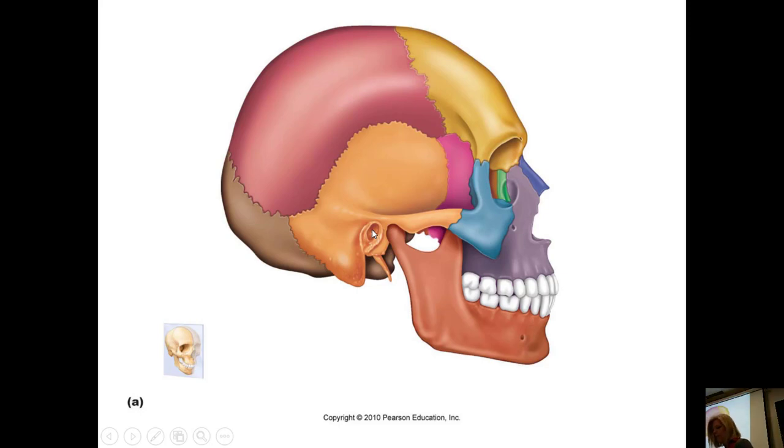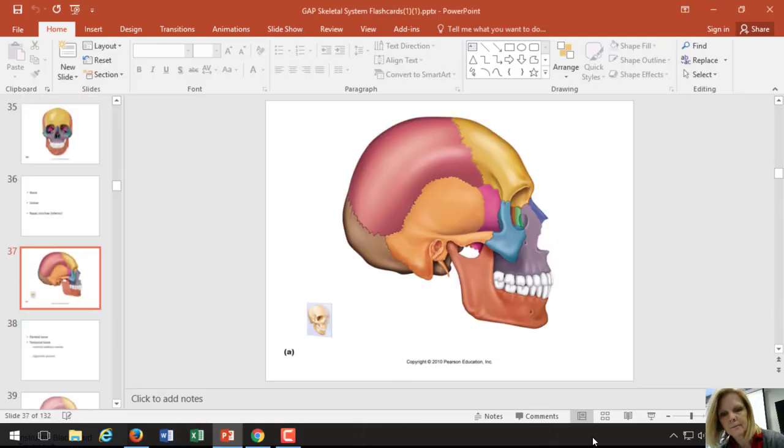There's a couple of different parts of that temporal bone that you need to know. So what I'm going to have you do is make sure you have a skull to really label and look at as we go through here.